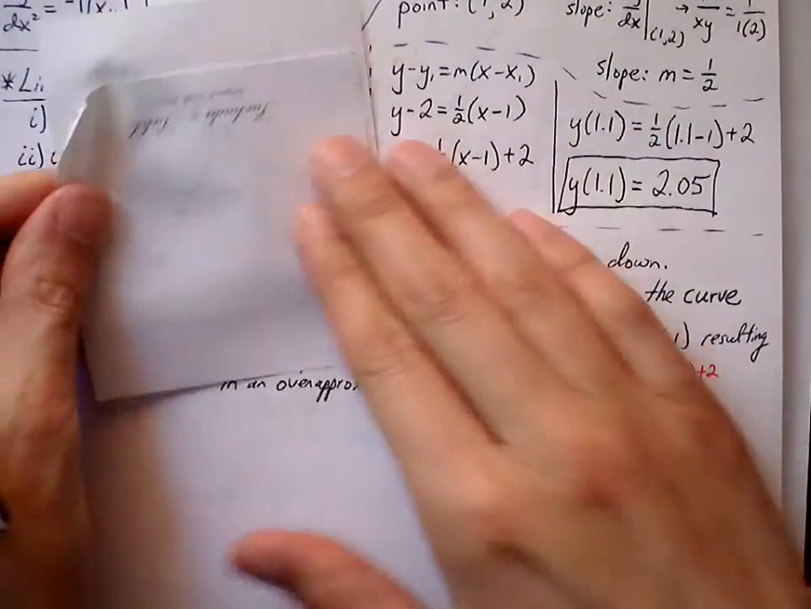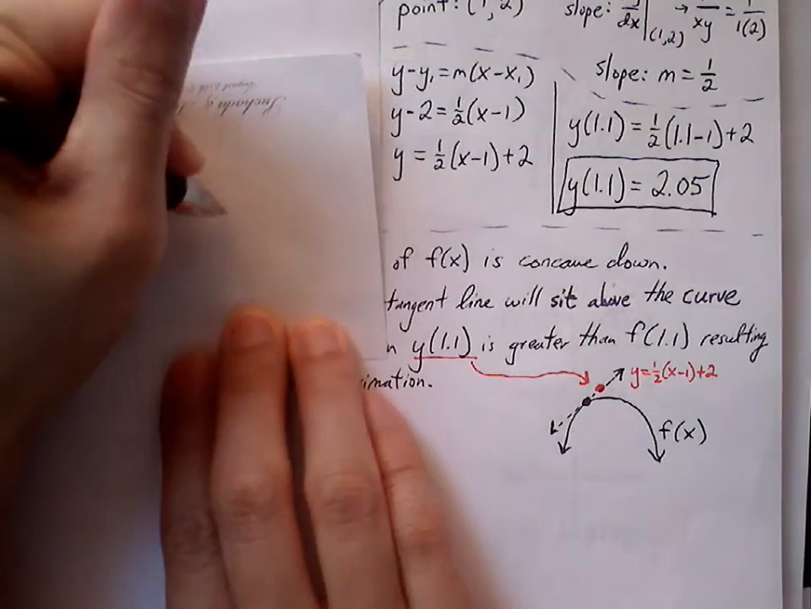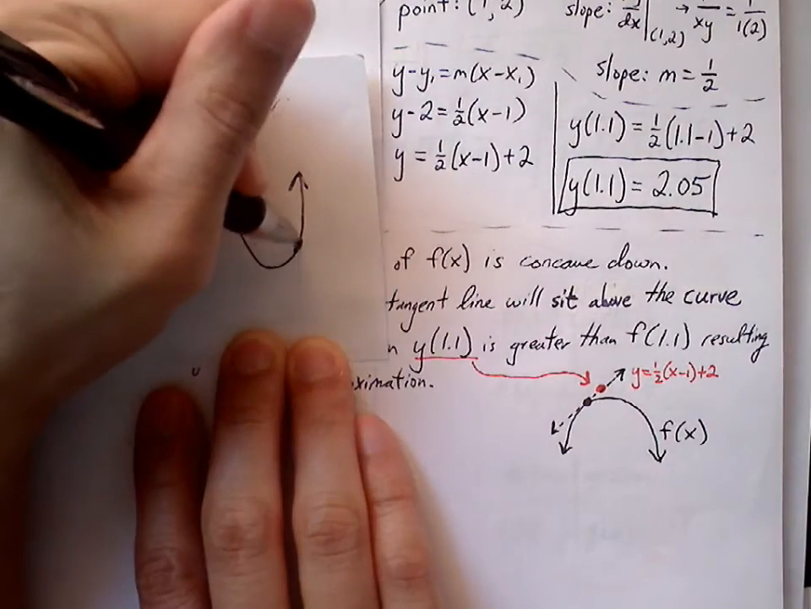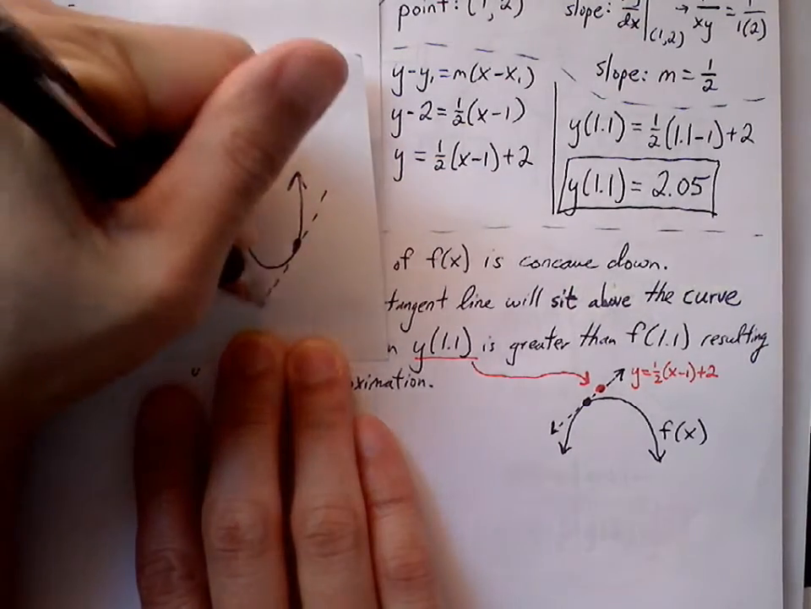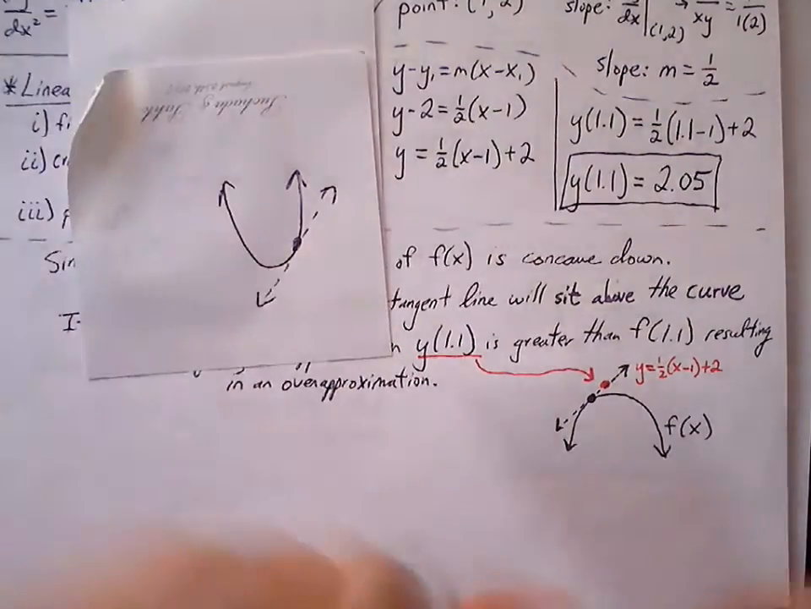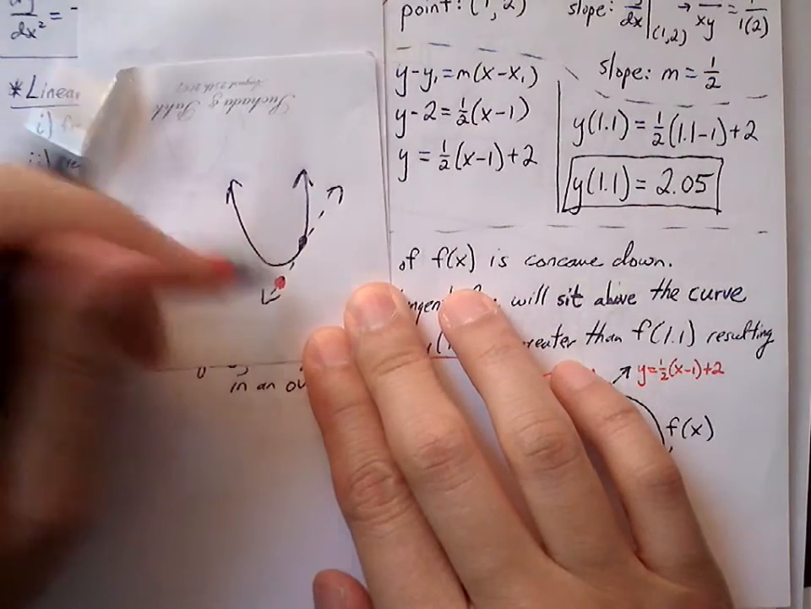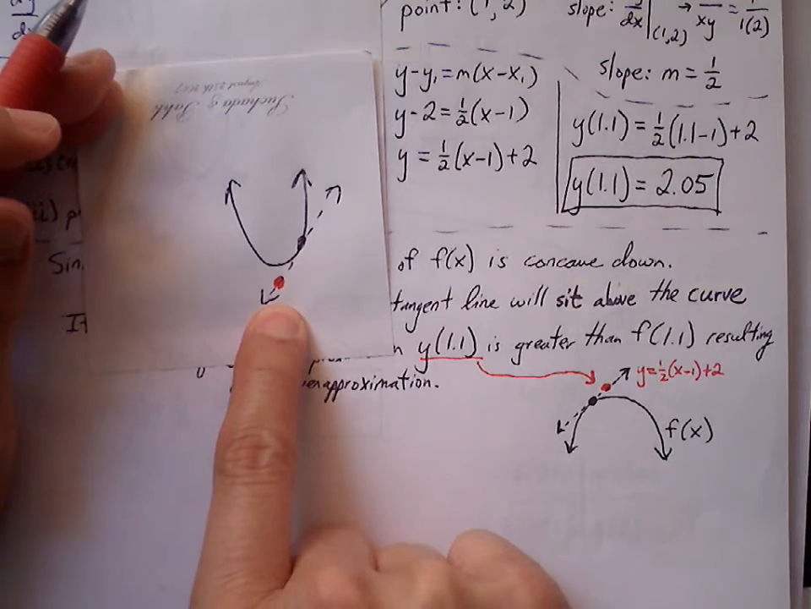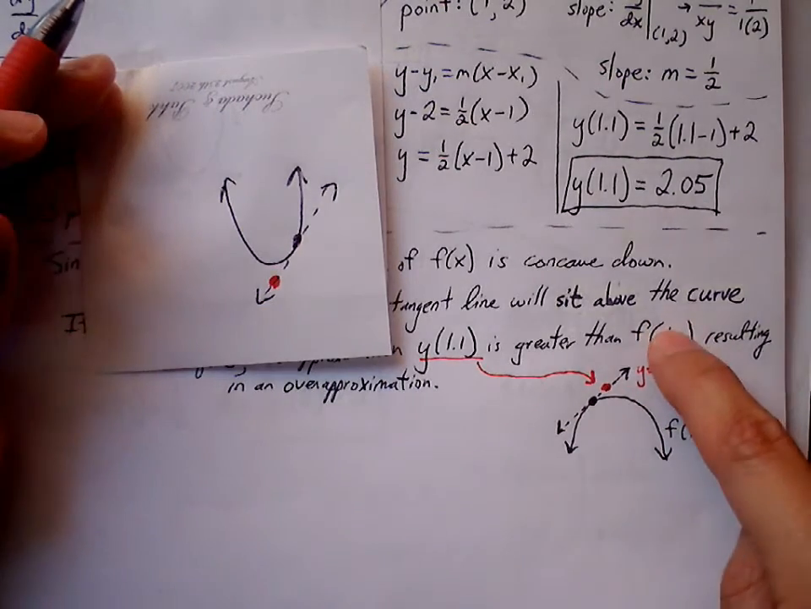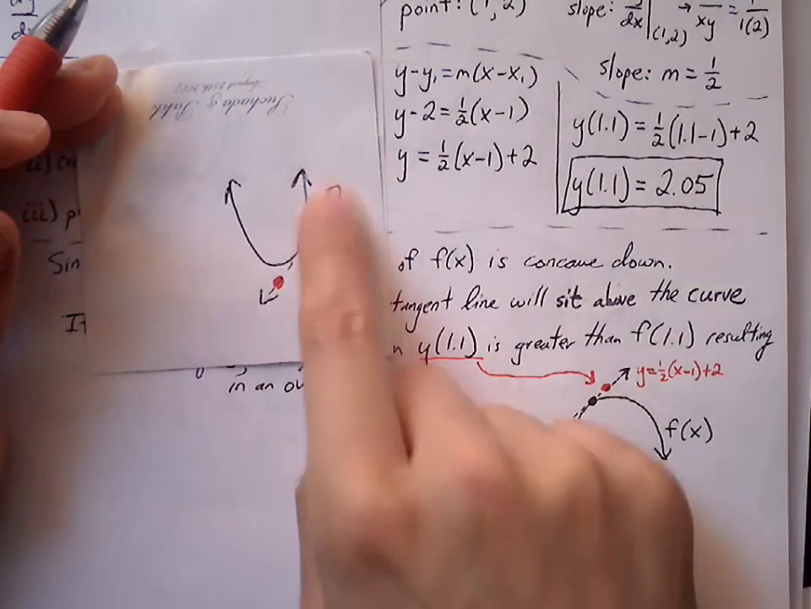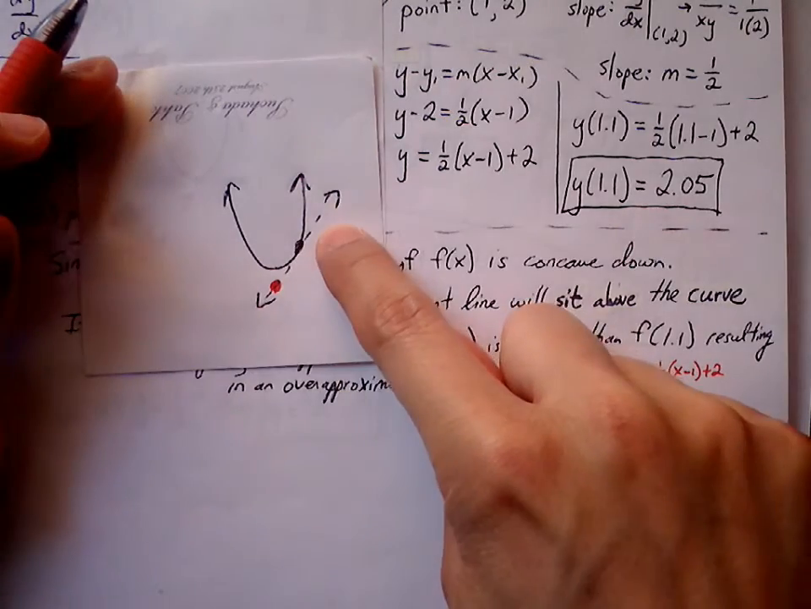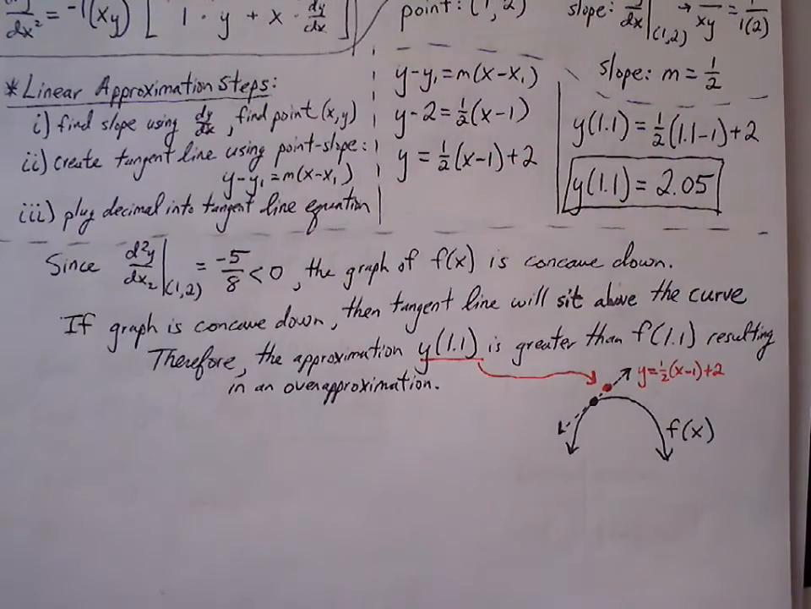And then likewise, if we have a graph that is concave up, the tangent line is now going to have an opposite relationship here. Any point that sits on that tangent line equation is now going to be an under approximation. Right? So if the graph is concave down, our linear approximation is going to be an over approximation. If the graph is concave up, our linear line is going to be an under approximation.